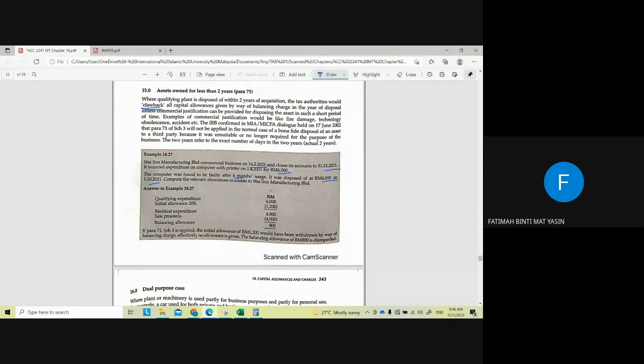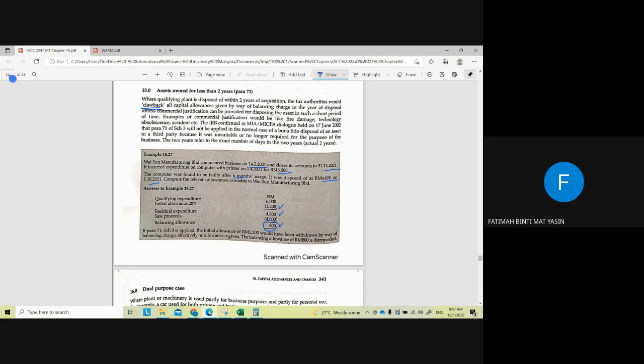Okay, so here the company acquired 1st April 2021. The company also disposed during the same year. Okay, so it means that it's still less than 2 years. Okay, so now the company can claim the initial allowance, which is 1,200. Okay, then you calculate the residual expenditure when the company wants to dispose of the asset, which is 6,000 minus 1,200, it is 4,800. Okay, and then the company disposes at the price of 4,000 ringgit. Okay, so here if you calculate, the company actually has balancing allowance 800.